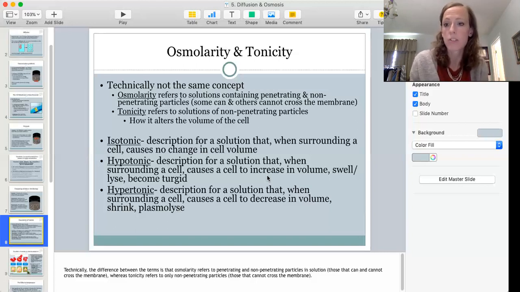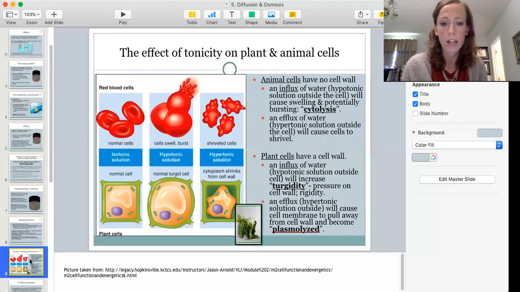All right, and then the last term here is hypertonic. If we're talking about a solution that is surrounding a cell being hypertonic, it means there's more solutes outside the cell, and therefore we're going to see a loss of volume from the cell as water moves from the cell into the extracellular environment, okay? And this causes the cell to decrease in volume, and it can shrink, it can do what we call plasmolyze. And I will move to the next slide to show you a picture of these, okay?